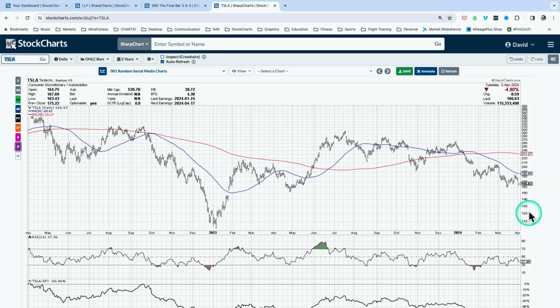Tesla, of course, continuing to go down. I would say the trend on Tesla, the primary trend, certainly seems weaker with a clear pattern of lower highs and lower lows. Today we gapped lower but closed higher.